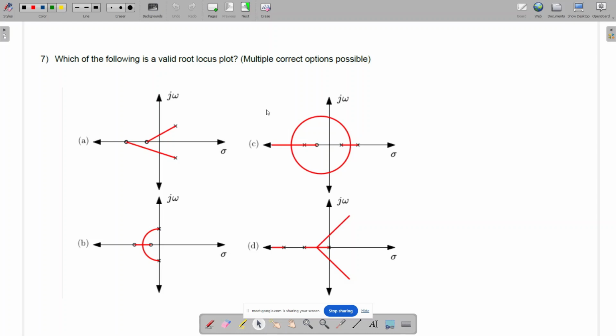Some remaining root locus questions are there, which are good questions. So I will solve those questions first, then I will go to Bode, then Nyquist. So what will be the correct option out of four?